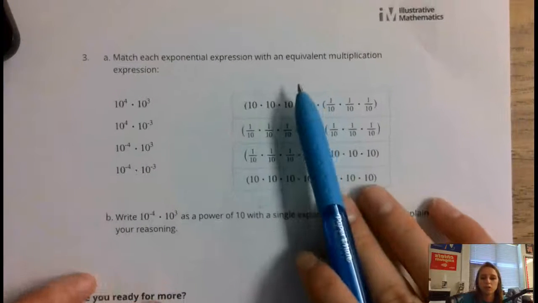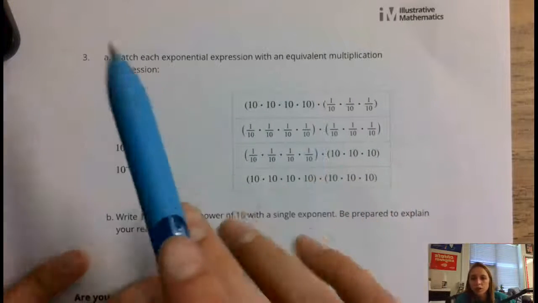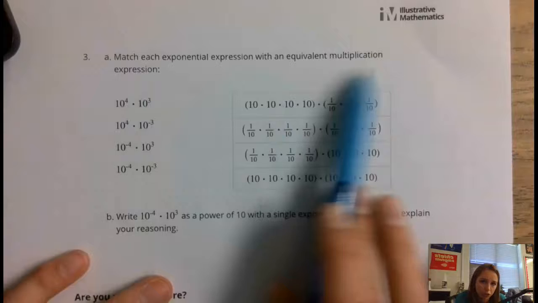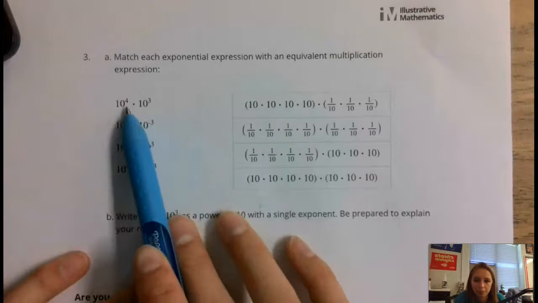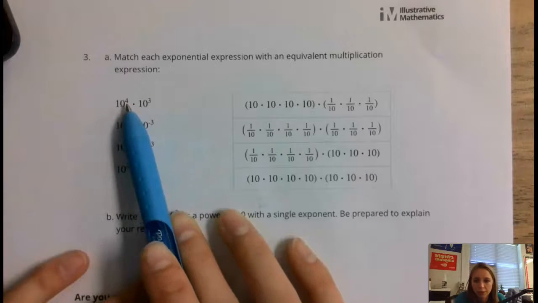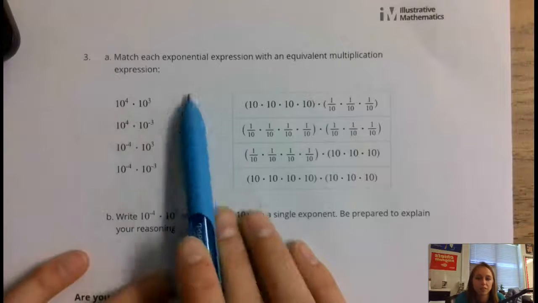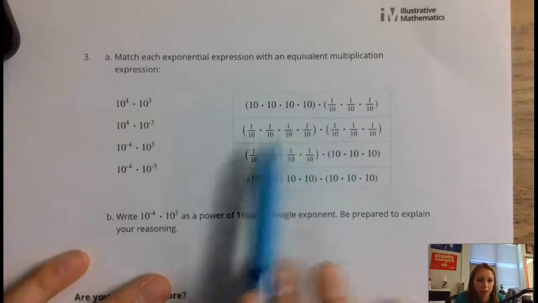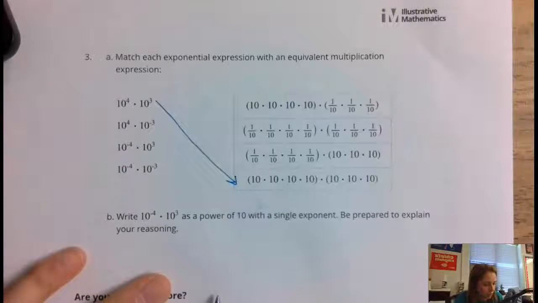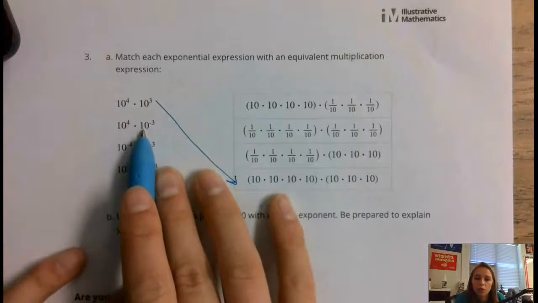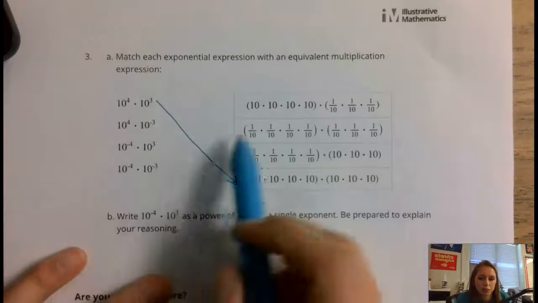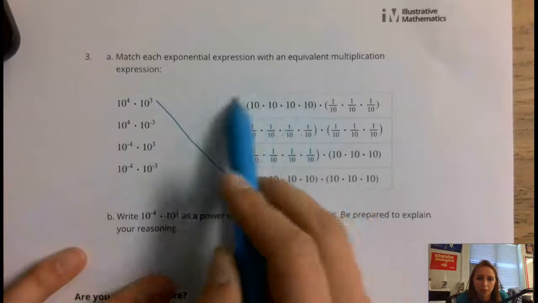Alright, last one here, and this goes with lesson 2. Match each expression with the multiplication expression. So right here, 10 times itself 4 times, and times 10 times itself 3 times. Let's see where that's happening. Here we go, right there. Now we have 10 times itself 4 times, and then 1/10 times itself 3 times. That looks like it matches up here.